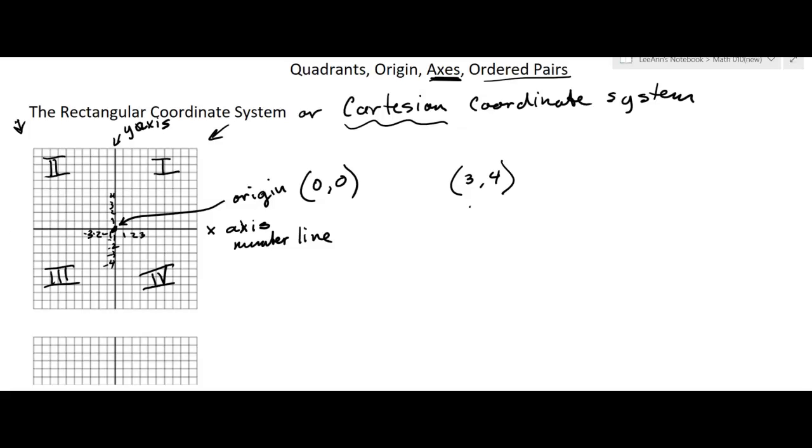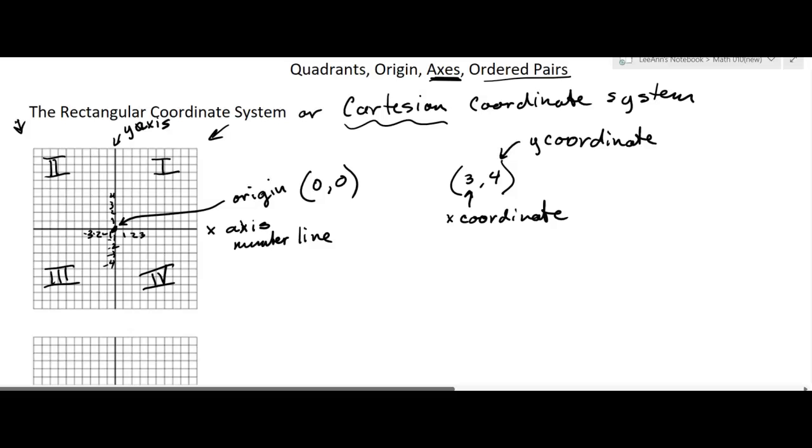I would count, this is the x coordinate, and this is called the y coordinate. So the first one is the x-coordinate, and the second one is the y-coordinate. And they're separated with a comma, and we have parentheses to indicate that it's an ordered pair.